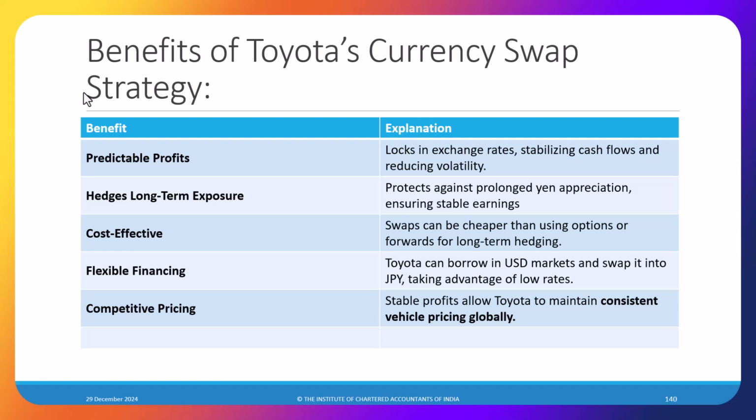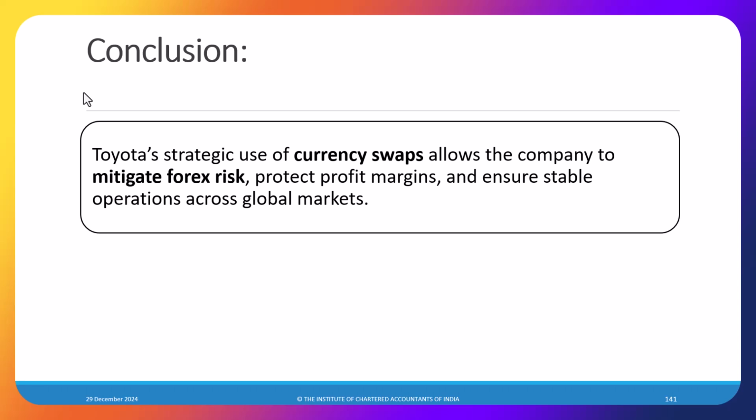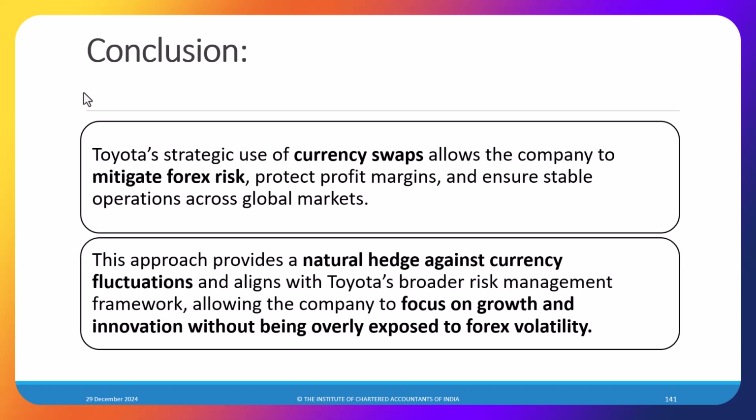Conclusion, Toyota's strategic use of currency swaps allows companies to mitigate forex risk, protects profit margins and ensures stable operations across global markets. This approach provides a natural hedge against the currency fluctuations and aligns with Toyota's broader risk management framework, allowing the company to focus on growth and innovation without being overly exposed to forex volatility. So, this is what they do basically. Any questions?